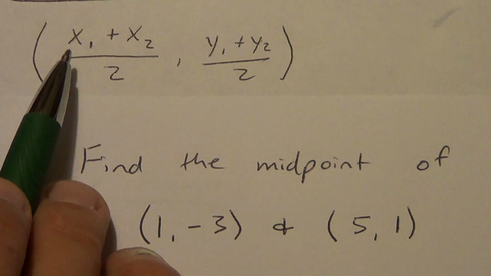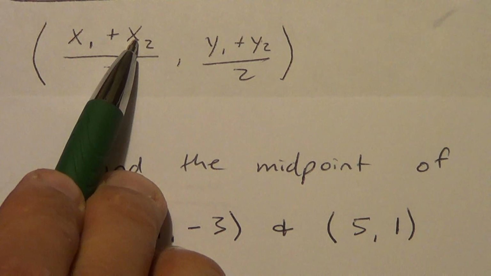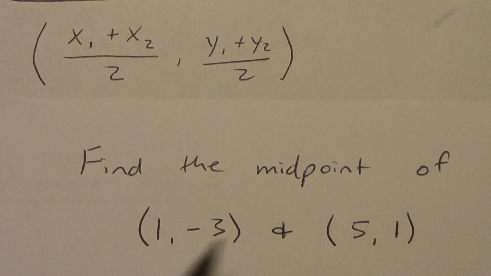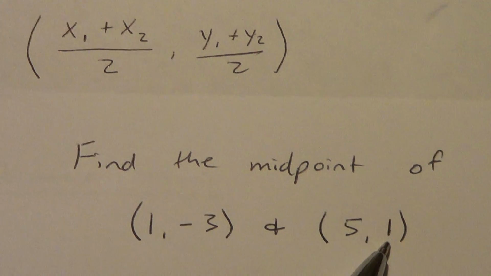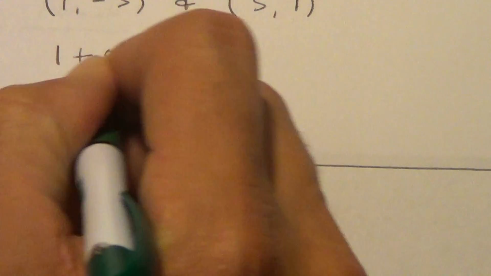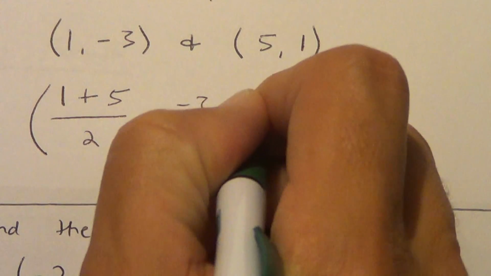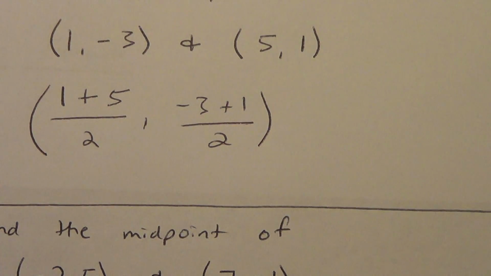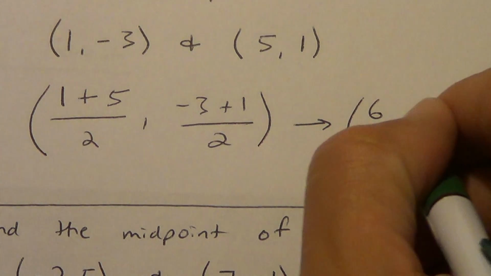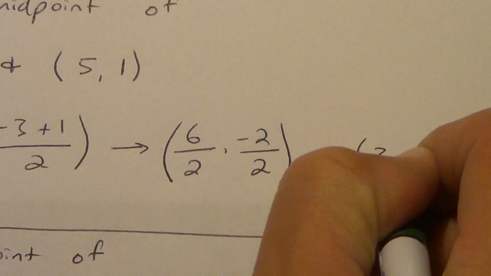So x1, remember, is first x. Here's my first x value. x2, my second x value. That's right over here. Remember, it goes xy and then another xy. This is my first y. That's my second y. Right? So let's see how we use that. So x1, 1 plus x2 is 5 over 2, comma, -3 plus 1 over 2. Let's do some math. 1 plus 5 is 6 over 2. -3 plus 1 is -2, still over 2. And then let's just reduce and we get 3 comma -1.